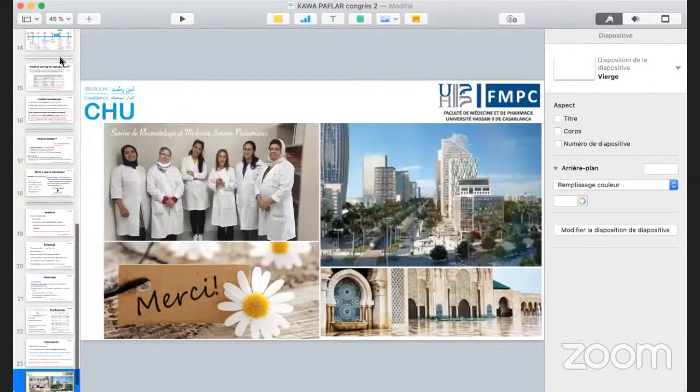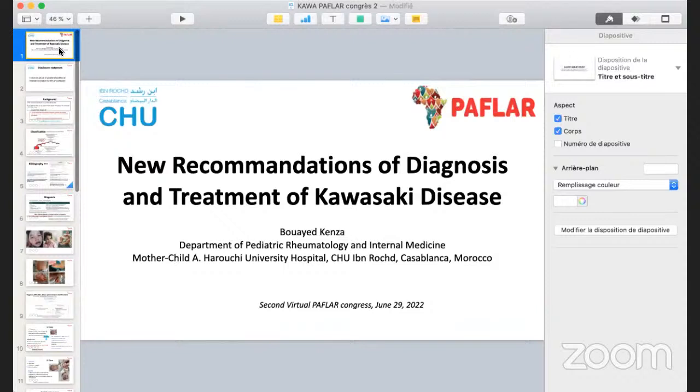In polyarteritis nodosa, according to your experience, what is the best maintenance therapy between methotrexate and MMF? For our recommendations, it is the same. There is no difference between methotrexate and MMF, but in our department, I have to say that we prefer MMF or azathioprine, but methotrexate also falls into our recommendations.